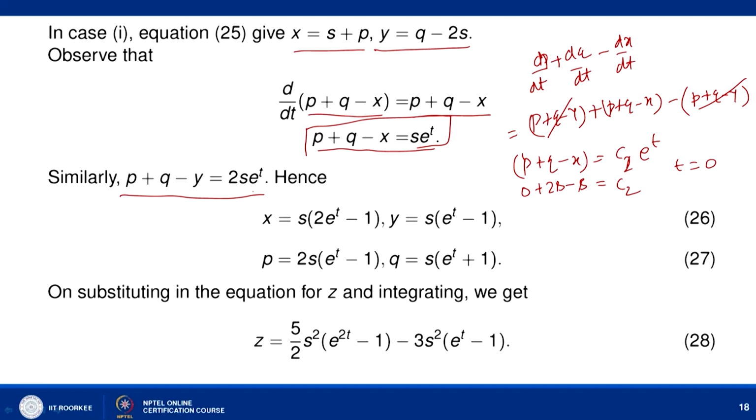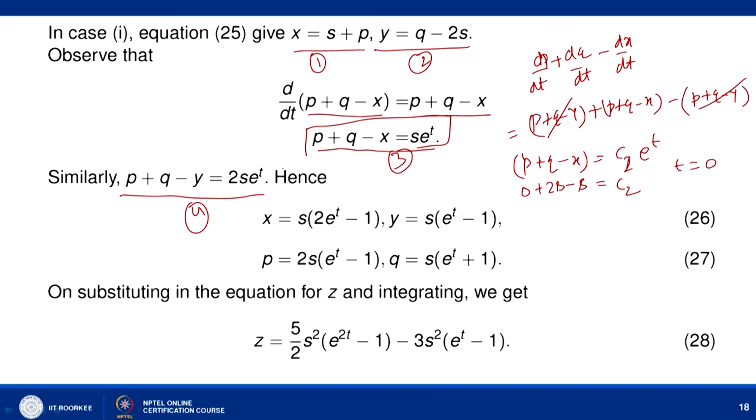Now, once we have relations 1, 2, 3 and 4, using 1, 2, 3, 4, we try to solve for x, y, p and q. Here z is not involved, so we have 4 relations and 4 unknowns to find out. So, we can easily solve for x, y, p and q. So, using this you can solve.